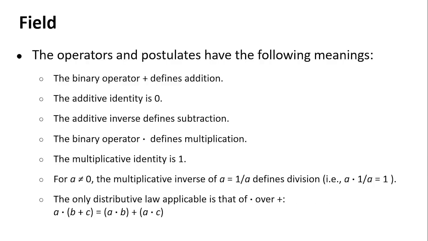Suppose here the plus operator satisfies the first 5 postulates, multiplication also satisfies the first 5 postulates, and we know very well that A dot B plus C is nothing but A into B plus A into C. So that means it satisfies the distributive law. So we say that it's a field. These two form the field.